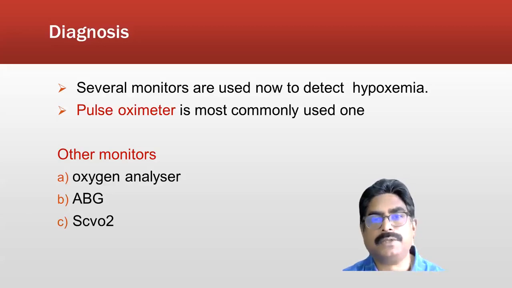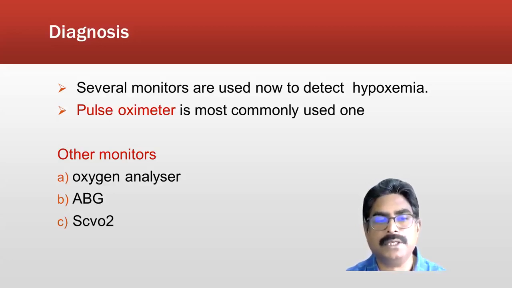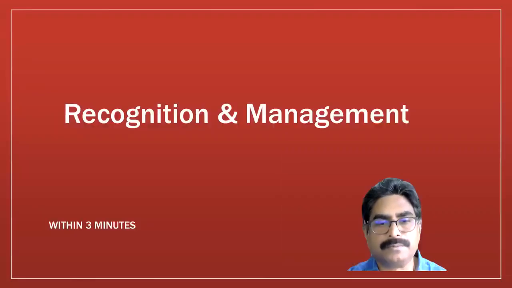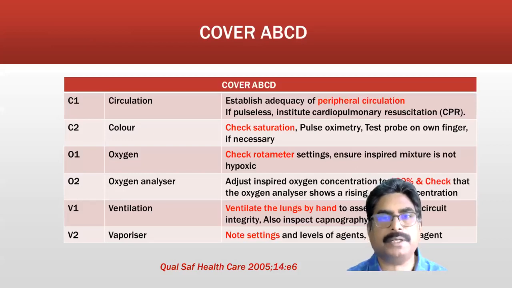So several monitors are used to detect hypoxia. Pulse oximetry is the commonly used one. Other monitors are the oxygen analyzer, ABG, and mixed venous saturation. For recognition and management, you have only 3 minutes for the recognition and management of hypoxia in the intraoperative period. So you can use the COVER ABCD algorithm.